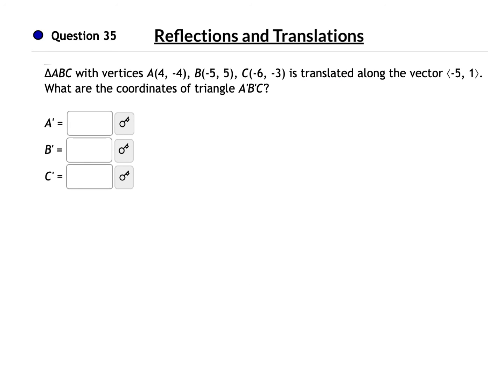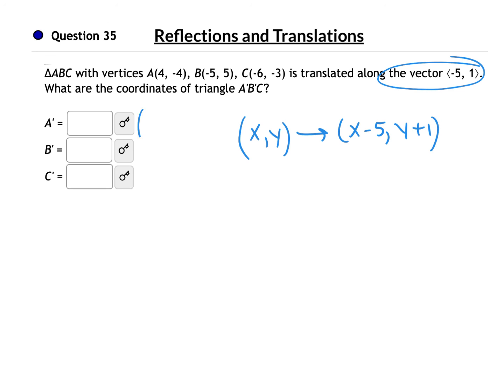Question 35. We're going to translate triangle ABC along the vector (negative 5, 1). You just need to realize that translating along this vector will decrease x by 5 and increase y by 1. It is the same as the translation. This is a translation. You're moving left and up. As the translation (x, y) becomes (x minus 5, y plus 1). Take every ordered pair, decrease x by 5, and increase y by 1. A prime is negative 1, negative 3. B prime is negative 10, 6. And C prime is negative 11, negative 2.